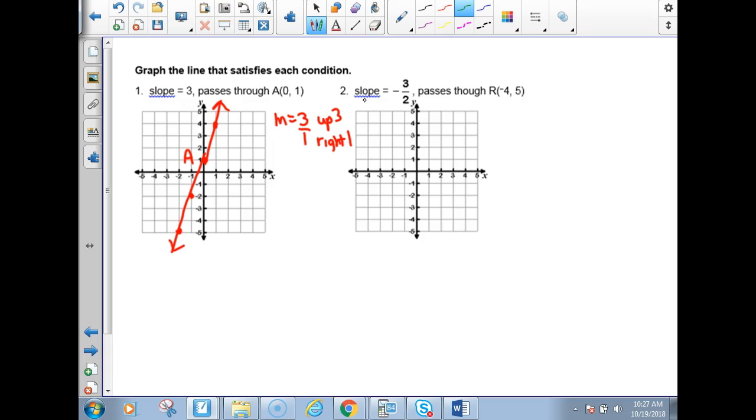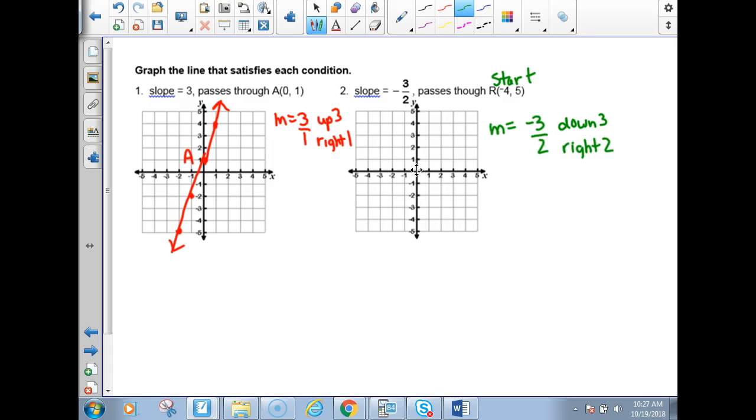All right, the second one has a slope of -3/2. M is what we use for slope in the equations. I'm just writing what that means to do. -3/2 would mean down 3 and right 2. If it's passing through this point, that's where we're going to start, at R, the point -4, 5.